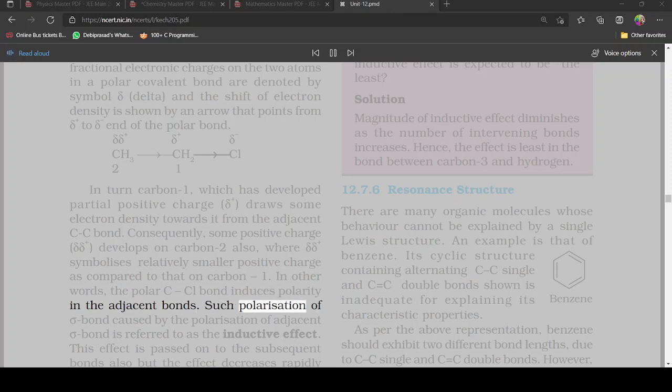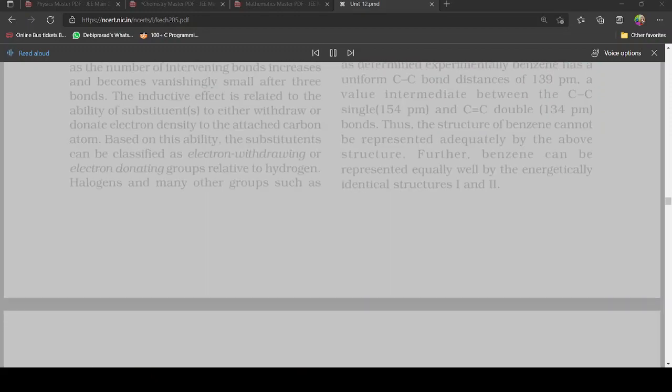Such polarization of sigma bond caused by the polarization of adjacent sigma bond is referred to as the inductive effect. This effect is passed on to the subsequent bonds also, but the effect decreases rapidly as the number of intervening bonds increases and becomes vanishingly small after 3 bonds.